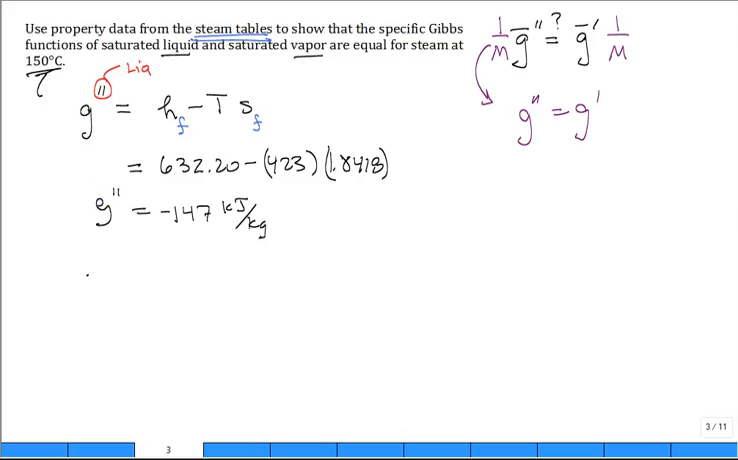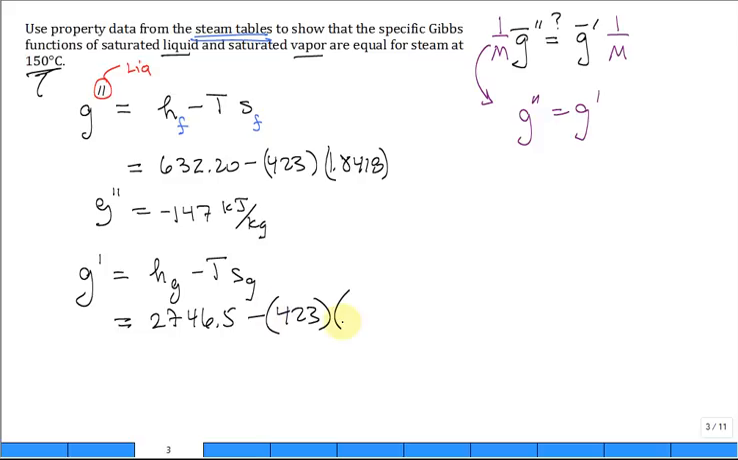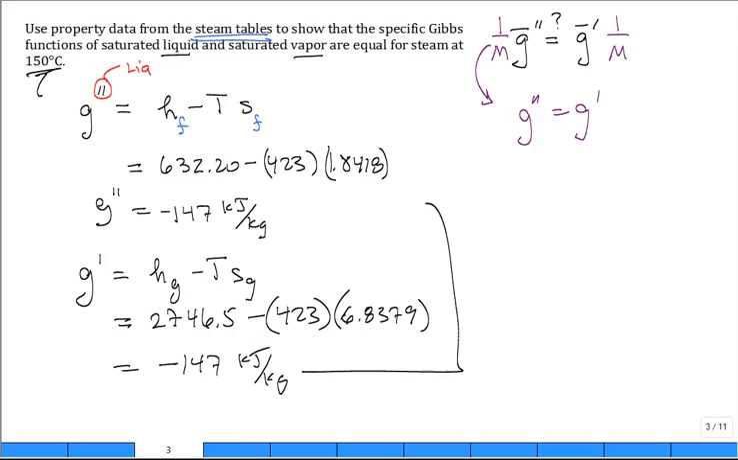You do the same thing for the vapor. That's H of G minus T S of G. Substitute numbers. It's 2,746.5 minus 423 times 6.8379. And you get that it's negative 147 kilojoules per kilogram. They agree to 3 significant digits, and you could get more if you were in a computer code, but this is good, the 3 significant digits. So we just confirm that G prime is equal to G double prime.